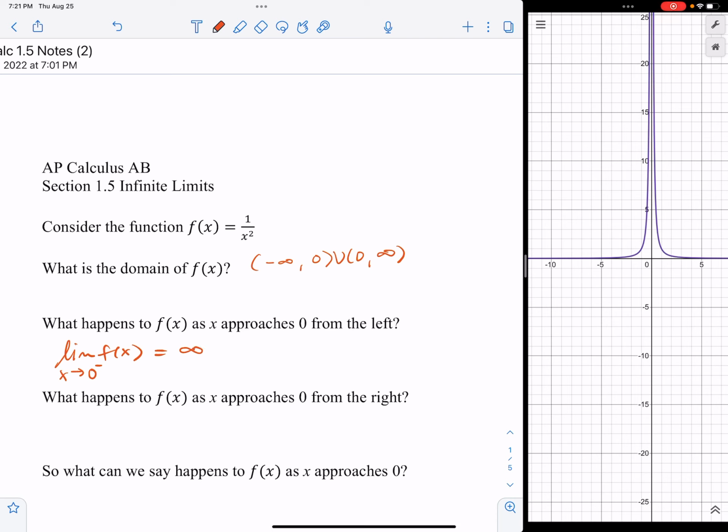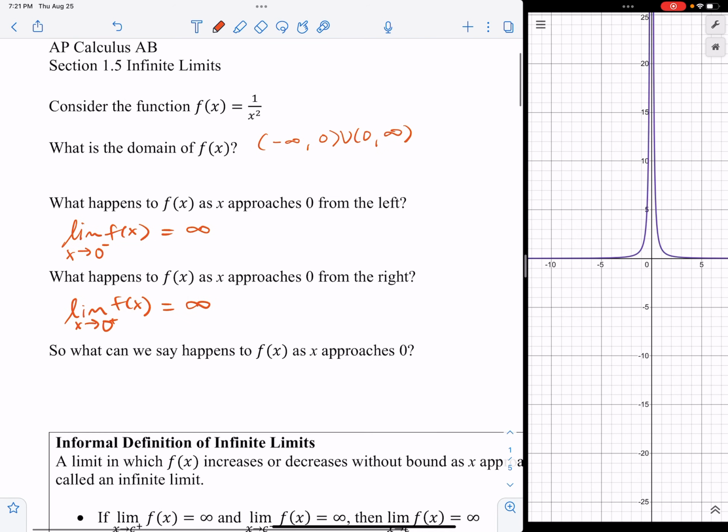And then what happens to f of x as x approaches 0 from the right? It looks like the same thing happens. So from both sides of 0, the function is approaching positive infinity. So for our two-sided limit in this case, we are able to say that as x approaches 0, the function is approaching positive infinity.